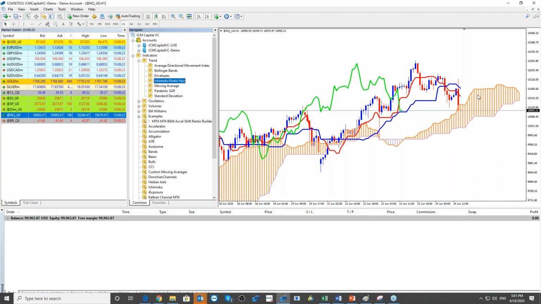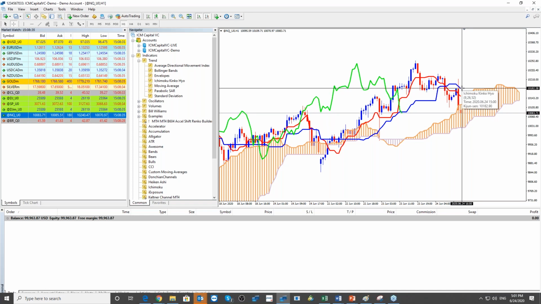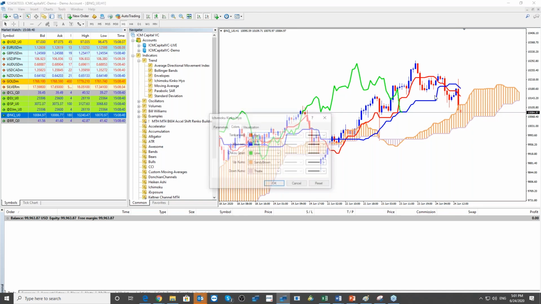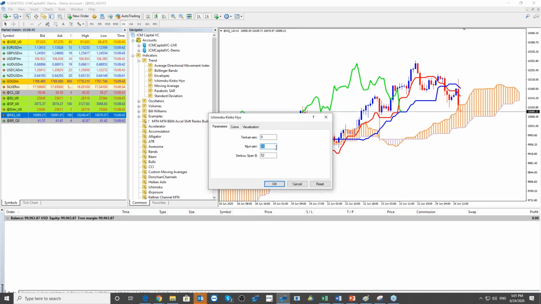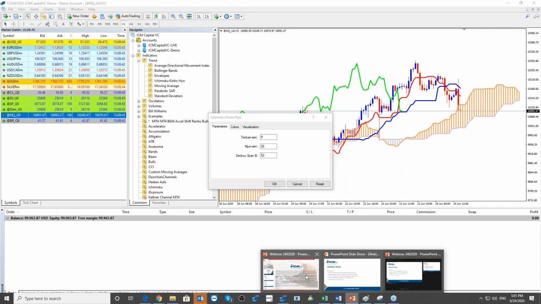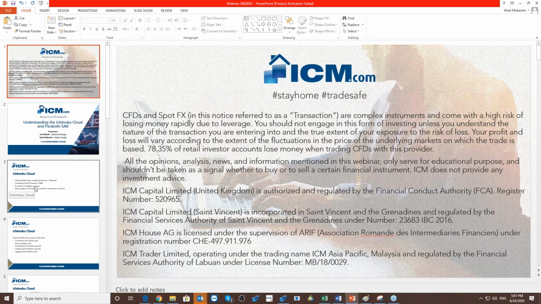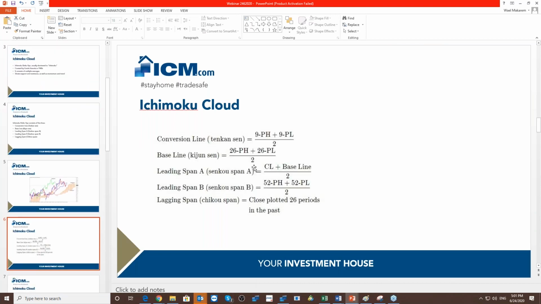Since we are using 26 as the period for the Kijun, okay, this is the fastest. This is the conversion line, or the Tenkan Sen, and this is the Kijun Sen, or the baseline. This is period 26, and this is period 9. So when we change the Kijun Sen, as we said here, it interacts with the leading span, and also the plotting of leading span A, the plotting of leading span B, and the plotting of the lagging span.